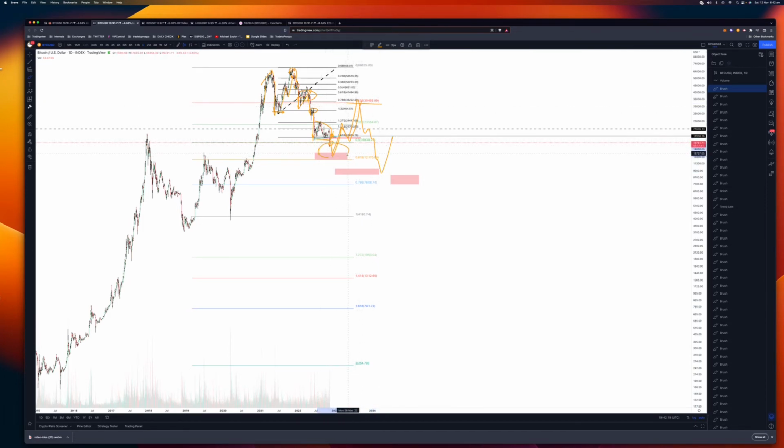But if this is our accumulation, we have our 1, 2, 3, very similar to this. This is our 1, this is our 2, this is our 3, this is our 1. Is this our 2? We're looking for 3. Yep, so if this is our 2 or here, then we have our 3 move, and then we have our A, B, C correction. So whatever that is, A, B, C, this could be our bottom.